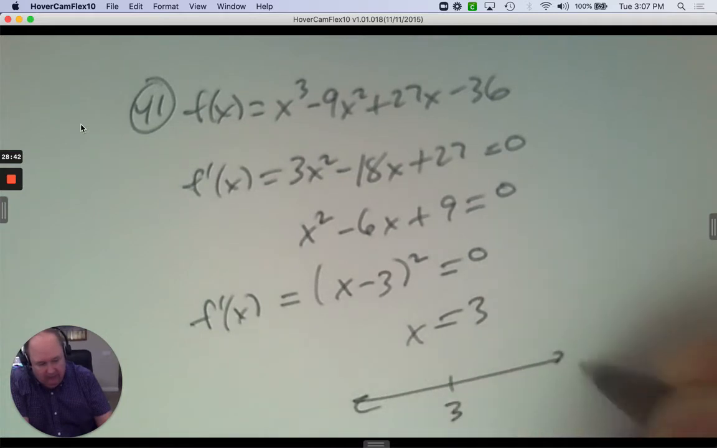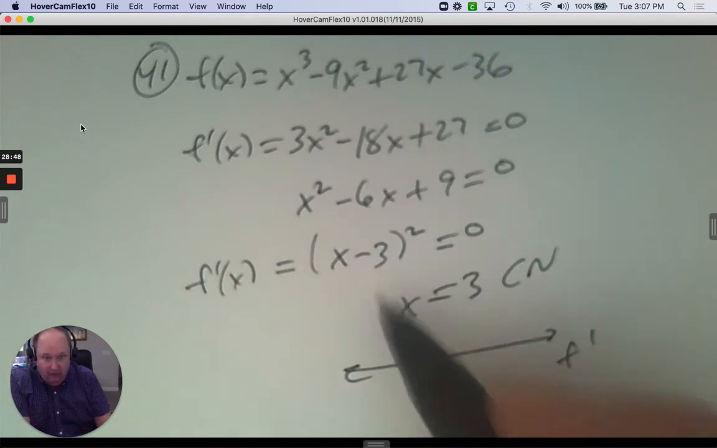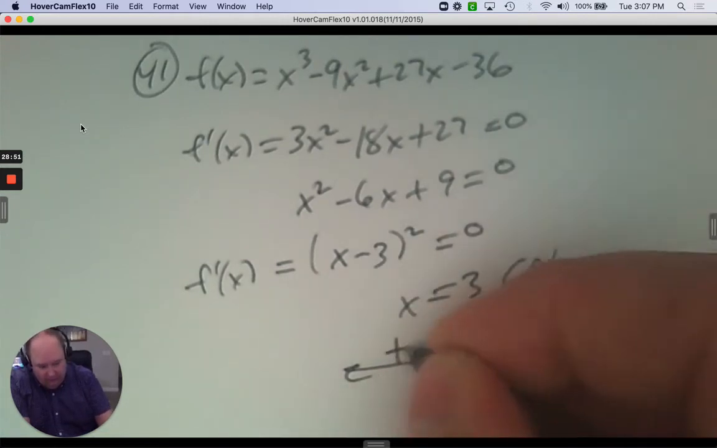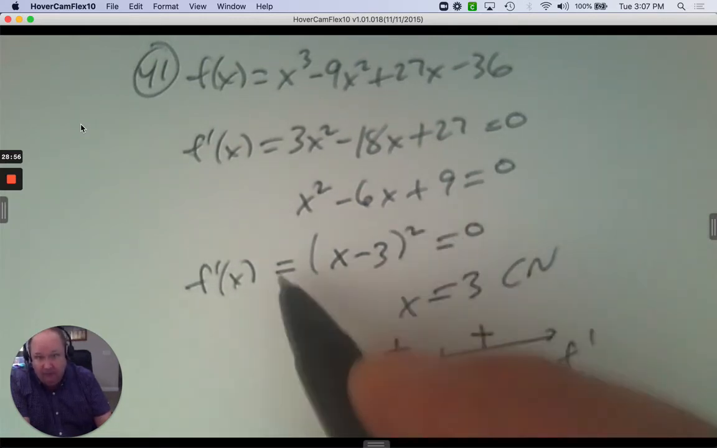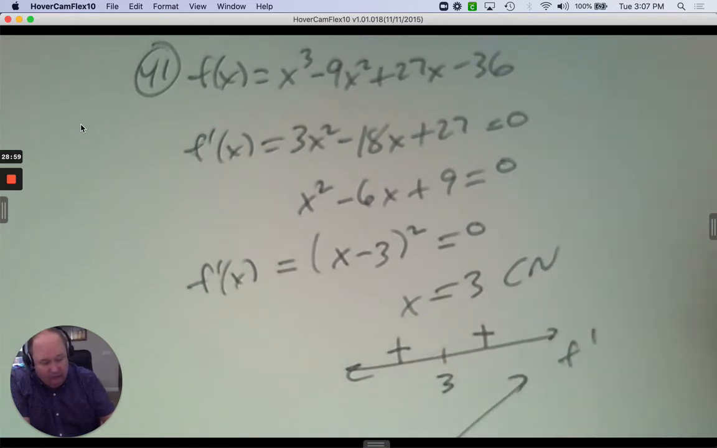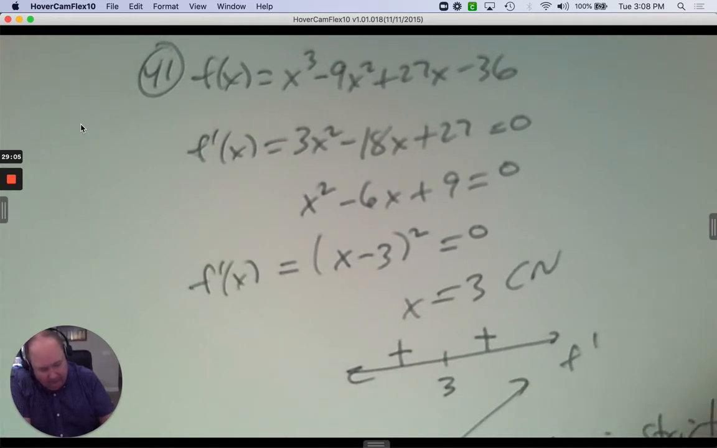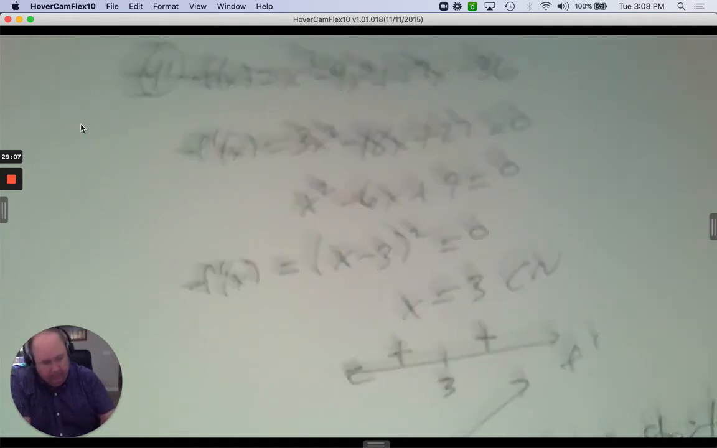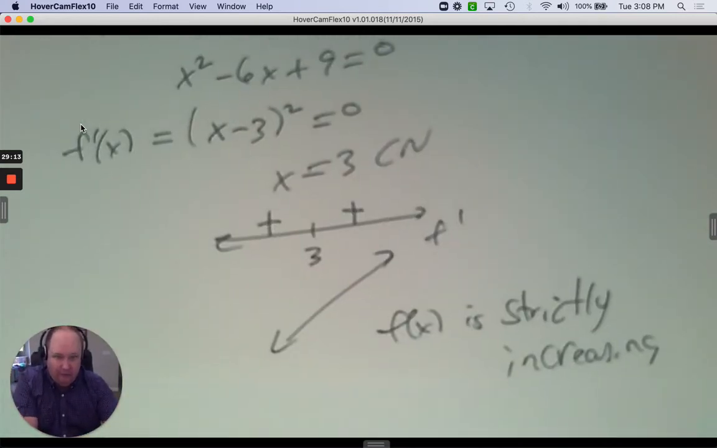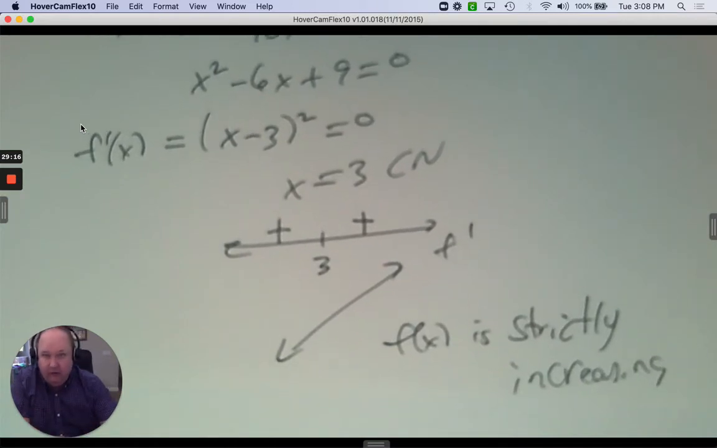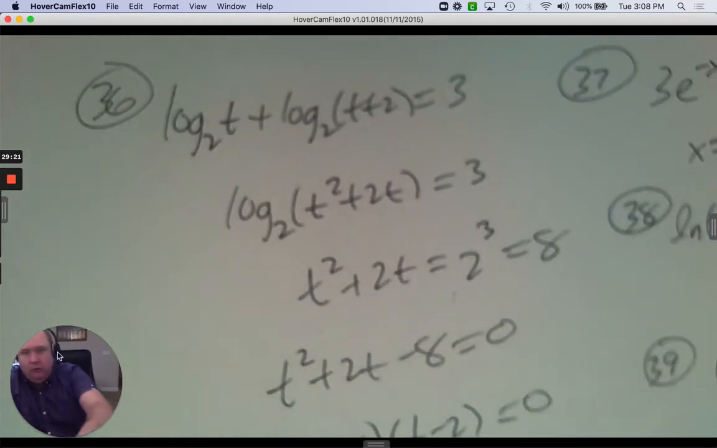But more importantly, that's my critical number, that when you plug in a value smaller than 3, when you square it, the answer is positive, and the answer is positive. So no matter what number you put in, the answer will always be positive for the first derivative. That means f of x is strictly increasing. So that means it's monotonic. So the first derivative number line tells you whether it's only increasing, only decreasing, or does it have a turning point or more.